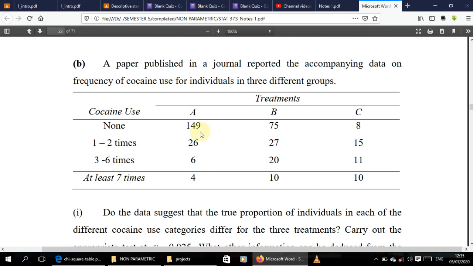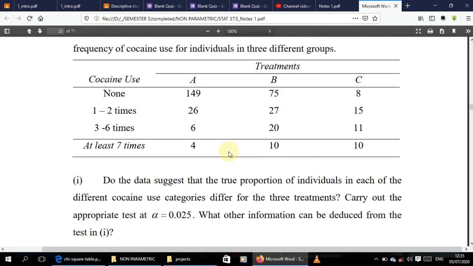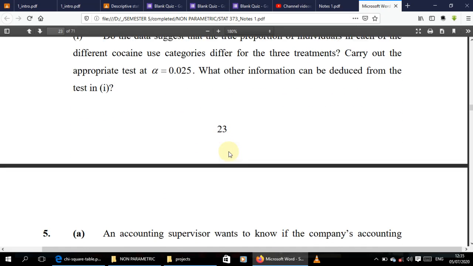Here you have how many rows? 1, 2, 3, 4. Or somebody who uses at least 7 times, so 1, 2, 3, 4 rows. And then how many columns? 1, 2, 3. So you have to find the row total by creating another section, and then find the column total by creating another section, so that you can find your expected frequency for all of these ones to find your test statistic.